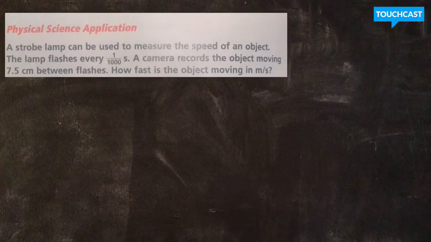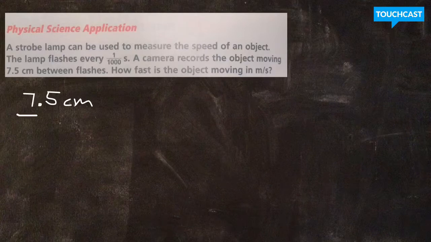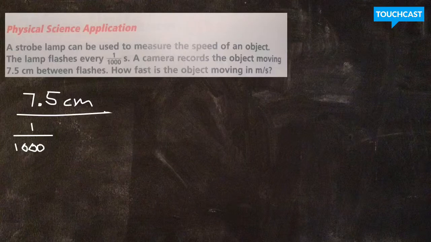So we have a physical science application. A strobe lamp can be used to measure the speed of an object. The lamp flashes every 1/1000th of a second, and a camera records the object moving 7.5 centimeters between flashes. We need to know how fast is the object moving in meters per second. So let's start by writing what we know. What we know is that the object moves 7.5 centimeters every 1/1000th of a second.